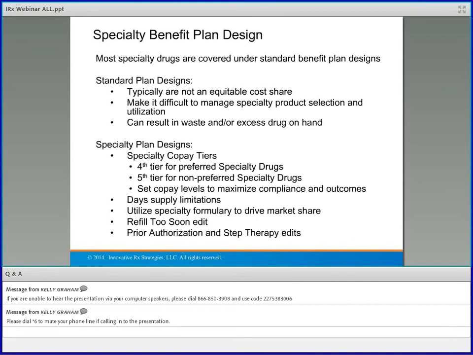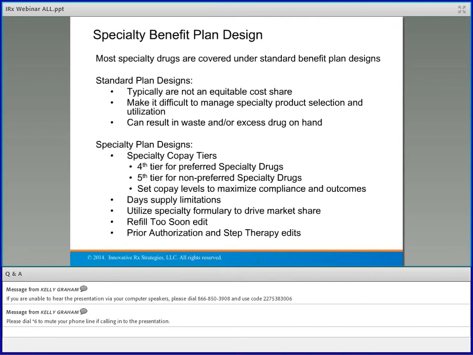Let's talk a little bit about specialty benefit plan design, right? I suspect most of you cover your specialty medications under your standard benefit design. Most of you, I suspect, have a 3-tier copay structure: generics, preferred brands, and non-preferred brands. And I suspect most of you are covering specialty drugs under either your preferred brand or non-preferred, most likely your preferred brand copay. Typically that's not a very equitable cost share. Usually what we try to do with our clients is get the cost share of their specialty drugs somewhere around 20%.